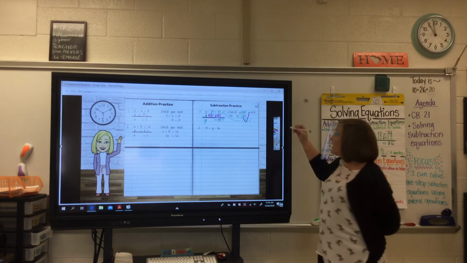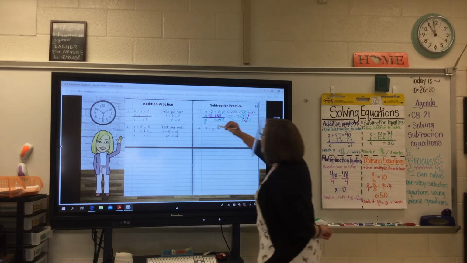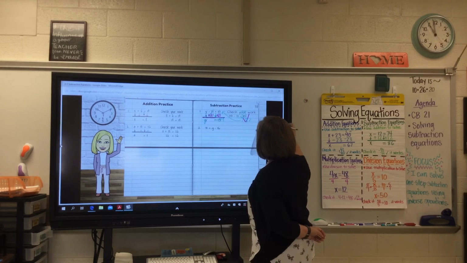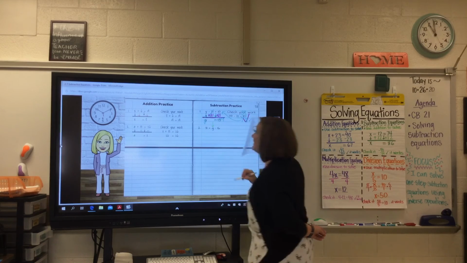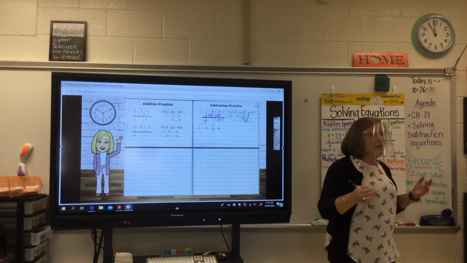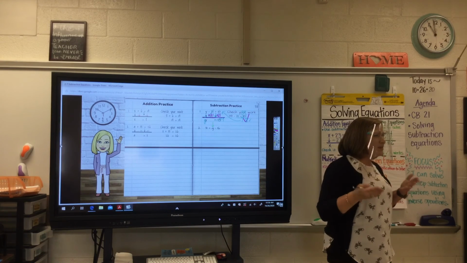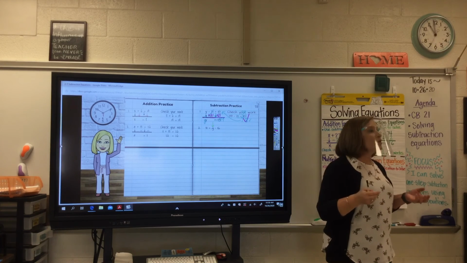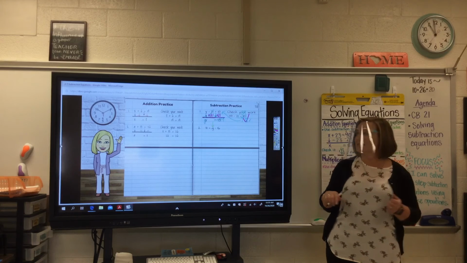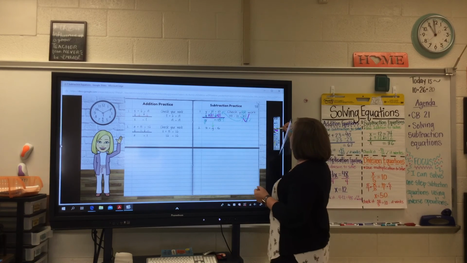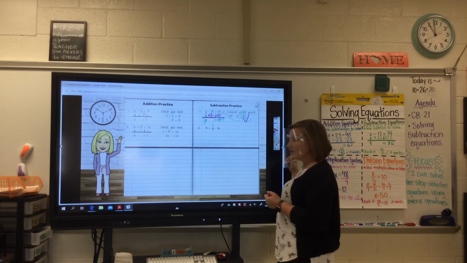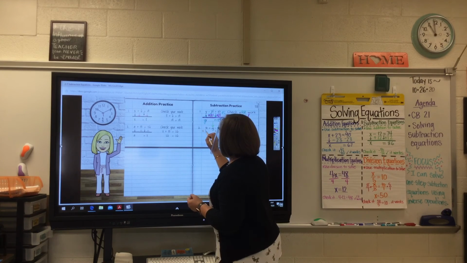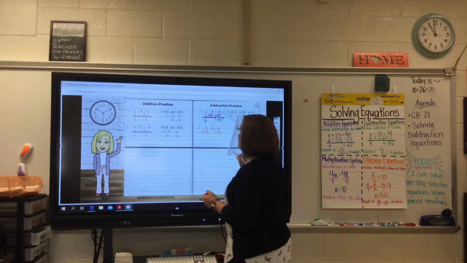Now, we want our variable, our G, to be by itself. We want to isolate that. So whatever's with the G, we've got to get rid of. What's with the G? The minus 16. So what are we going to do to get rid of that minus 16? Add 16. And if I do it on the right, I have to do it on the left.